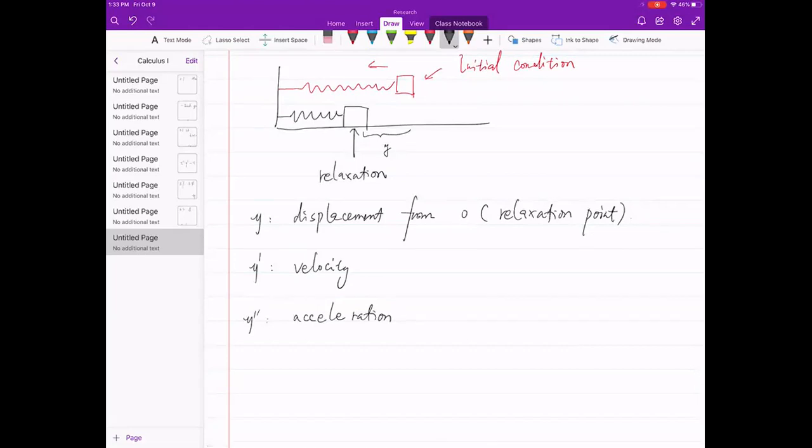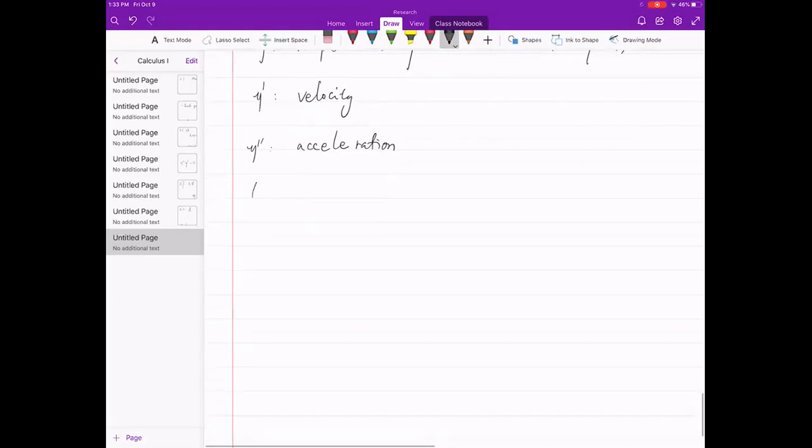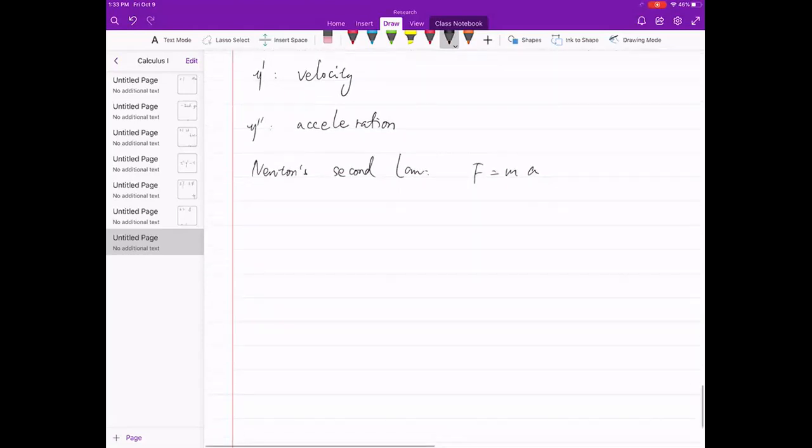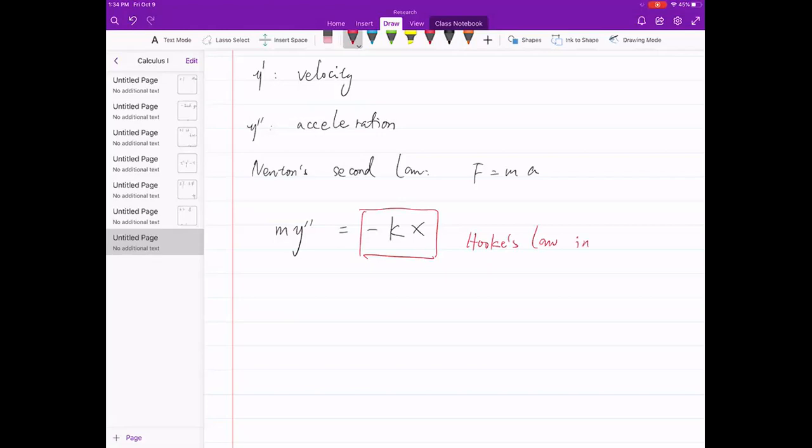Then the beauty of setting this thing up is we can use Newton's second law, which is called F equals ma. And we can have ma to be my''. And fortunately, the force F is closely related to your displacement. The bigger the displacement, the bigger the force. The further you stretch the spring, the bigger the resistance force. This is given by Hooke's law, Hooke's law in 1D.